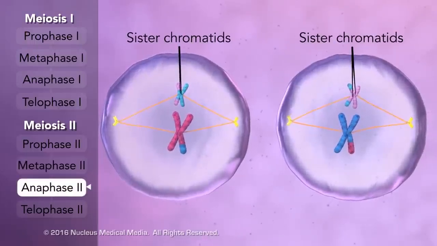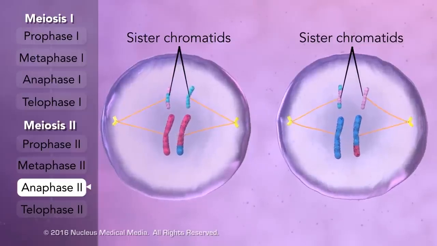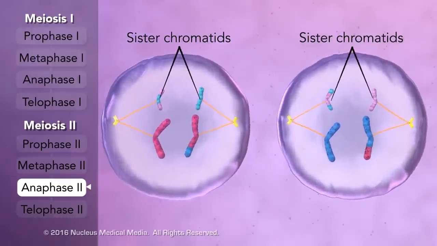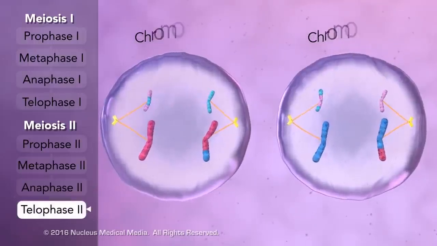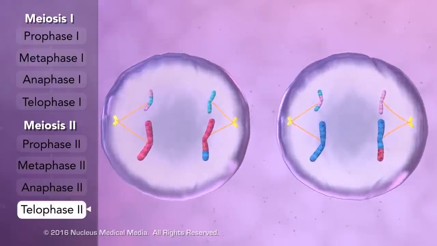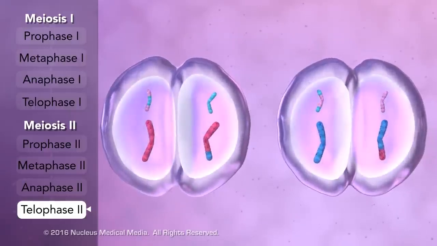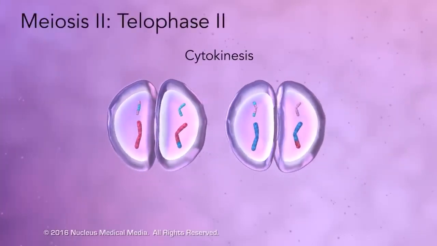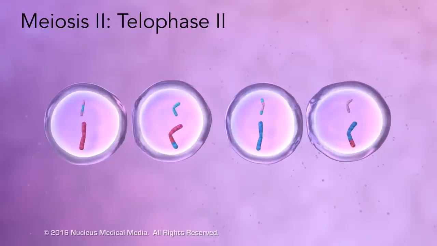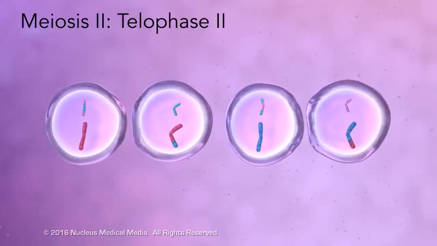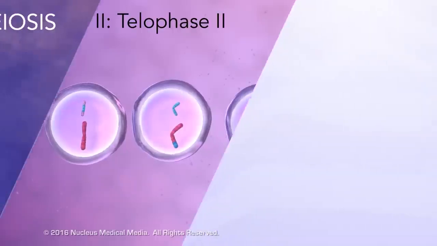During anaphase II, the sister chromatids of each chromosome separate and move to opposite poles. Once the sister chromatids separate, they are called chromosomes. Finally, during telophase II, the spindle fibers disappear and nuclear membranes reform. And cytokinesis occurs in both cells. Meiosis II ends with 4 genetically different haploid daughter cells, each containing only 1 set of chromosomes.